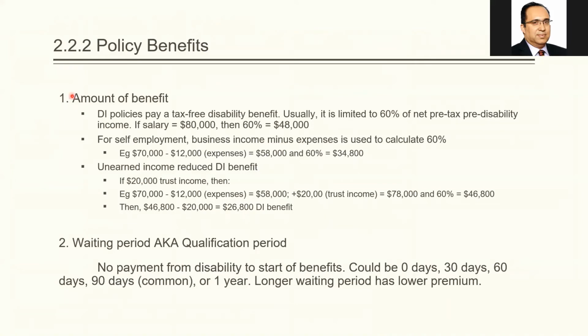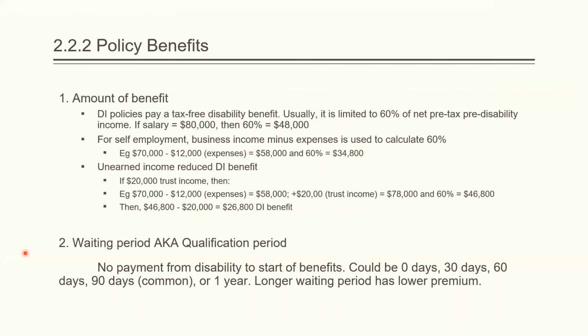The waiting period is also known as the qualification period. You have to decide with the client how much time they want to wait before the benefits start. That is the waiting period, when there are no payments from the disability. It could be 0 days, so payments start right away, or 30 days, or 60 days. 90 days is more common, or 1 year. So if you want to lower the premium, the longer the waiting period you put, the less the premium for the client.